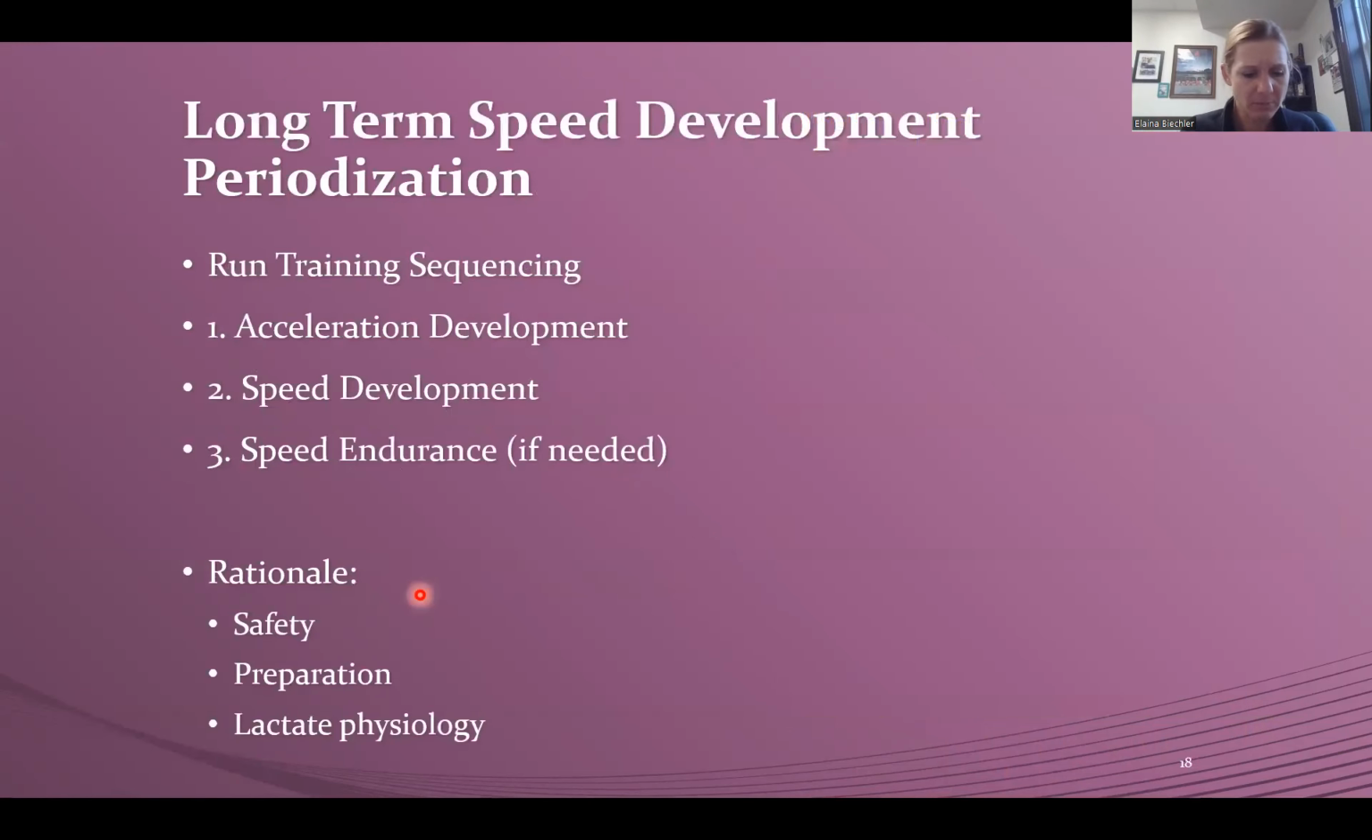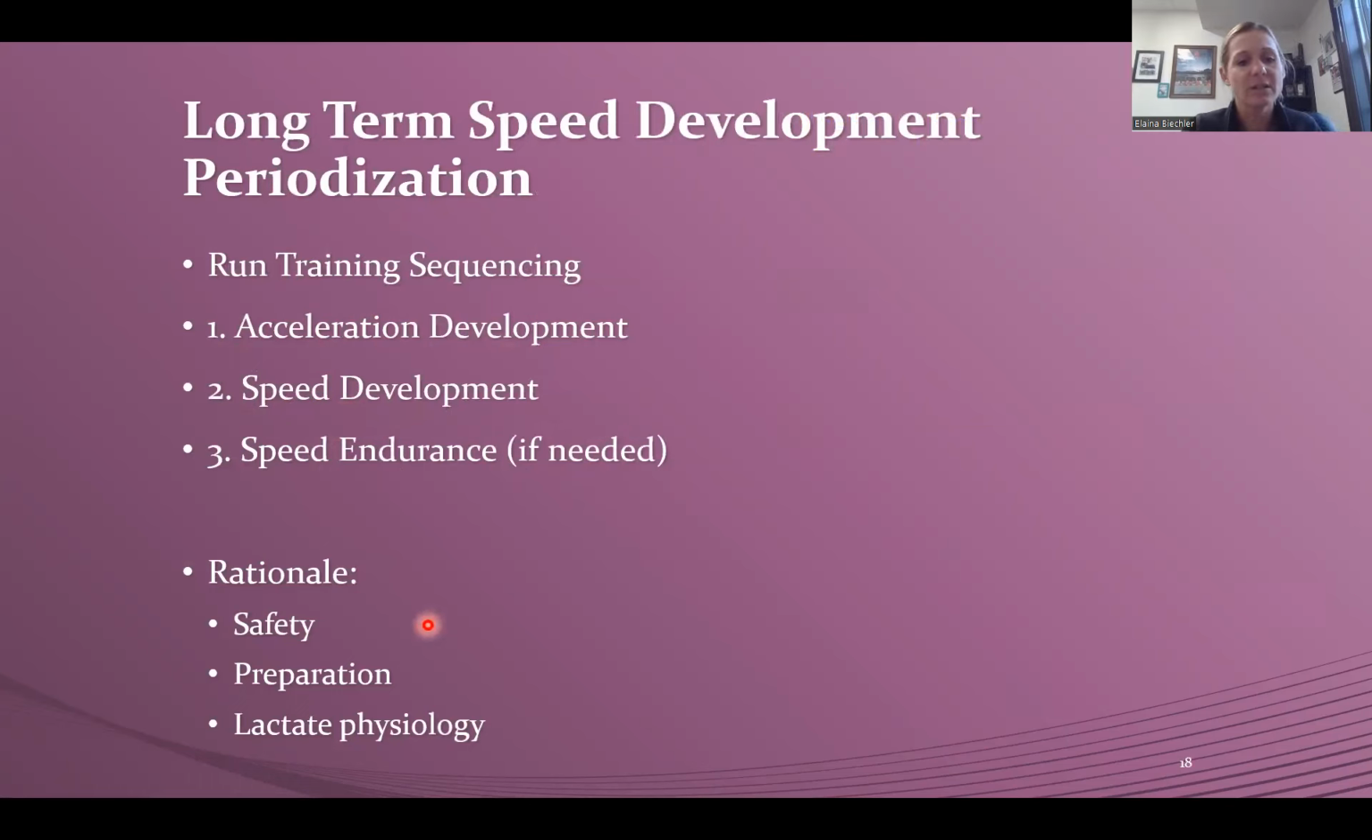Okay. So again, when we think about this idea of periodization, the run train sequence, we want to start with acceleration development. So again, looking at very short intervals. So let's call it 0 to 30 meters or something like that, where I'm just focusing on getting up to speed. Okay. Speed development, I'm going to get a little bit longer. So here, maybe my intervals are going to be 70 to 80 meters, or something like that. Okay. And then speed endurance, let's call this up to 200 meters. Okay. So again, when we think about the length of each of these repetitions, acceleration is short, speed development medium, and then speed endurance is going to be long.